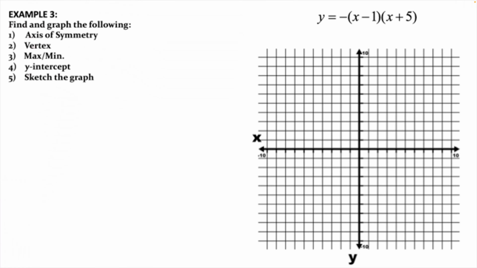So how do we get the axis of symmetry? It's halfway in between P and Q. If you want to know what halfway in between is, you add them up and divide by 2.